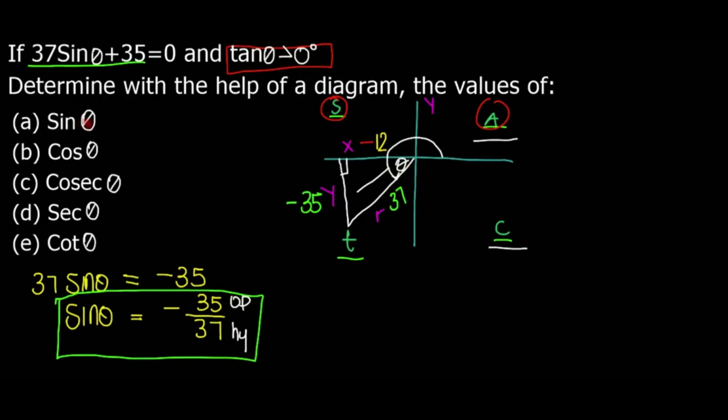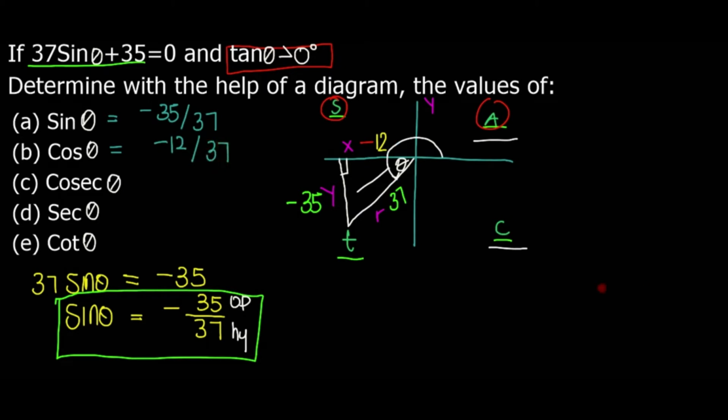Part A is sin theta. Sin theta is opposite over hypotenuse. Here it is negative 35 over 37. And then we already have sin theta, which is this one. So our answer is negative 35 over 37. And then cos theta is adjacent over hypotenuse. Adjacent is negative 12, and hypotenuse is 37. So our cos theta is negative 12 over 37.